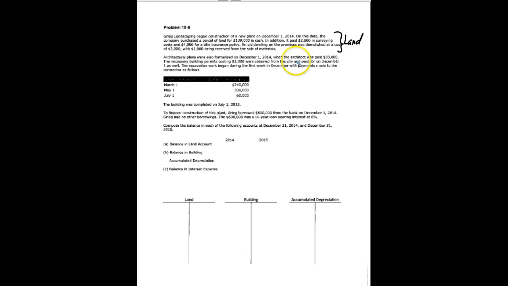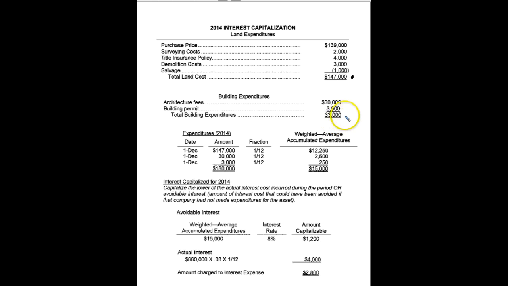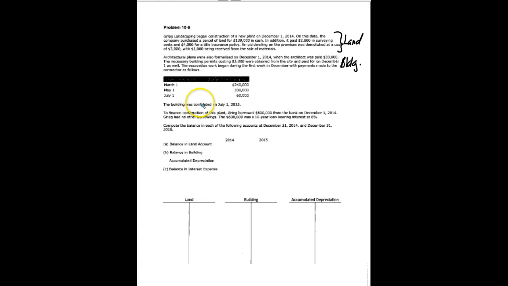Now, also in December, we paid architecture fees of $30,000 and a building permit for $3,000. Now, this paragraph has to do with expenditures for the building. So I've scheduled those out over here. In December in 2014, we spent $33,000 on the building. Other information, it's going to tell us there were these expenditures in 2015. In 2014, they borrowed $600,000 at 8%.